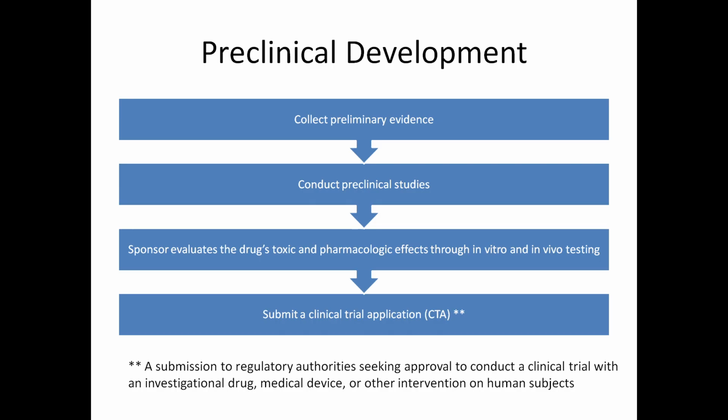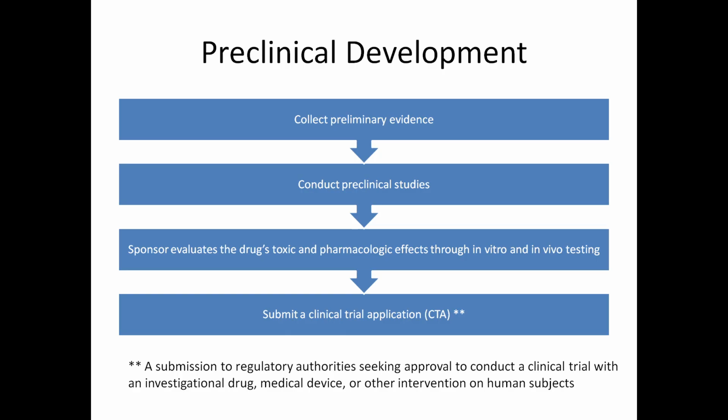Before testing a drug in people, researchers need to determine if it has the potential to cause serious harm, also known as toxicity. This is where preclinical development comes in. The first three steps are collect preliminary evidence, conduct preclinical studies, and then the sponsor evaluates the drug's toxic or pharmacologic effects through in vitro and in vivo testing.